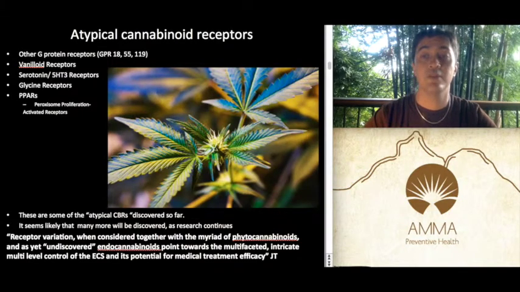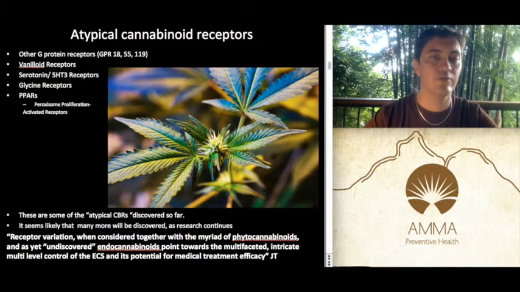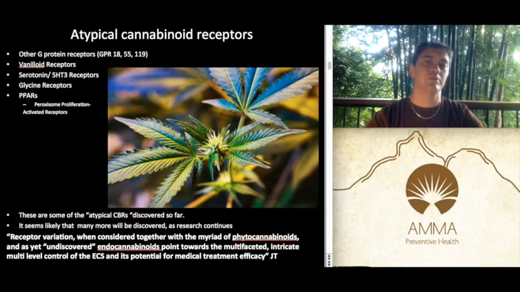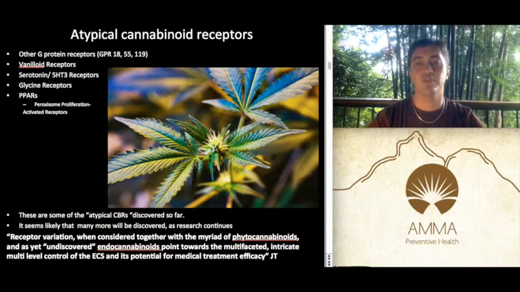There are other cannabinoid receptors in the human body besides CB1 and CB2 receptors. These include other G protein receptors, vanilloid receptors, serotonin or 5-HT3 receptors, glycine receptors, and PPARs. These are some of the atypical cannabinoid receptors that have been discovered so far, and it seems likely that many more will be discovered as research continues. So I think these atypical receptors have an effect in the finer modulation of the effects of cannabis in our bodies and our endocannabinoid system. So receptor variation, when considered together with the myriad of phytocannabinoids and as yet undiscovered endocannabinoids, points towards the multifaceted, intricate, multi-level control of the ECS and its potential for medical treatment efficacy.